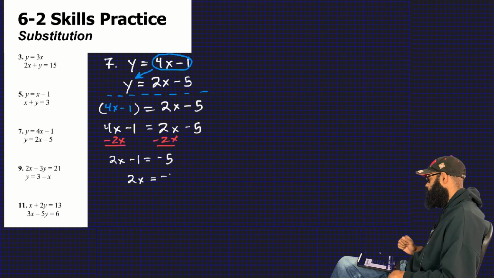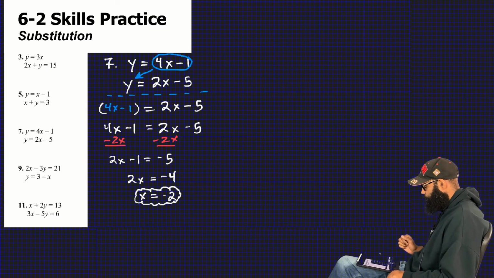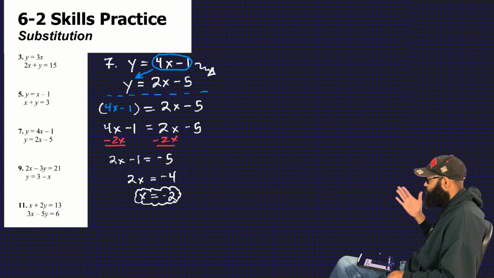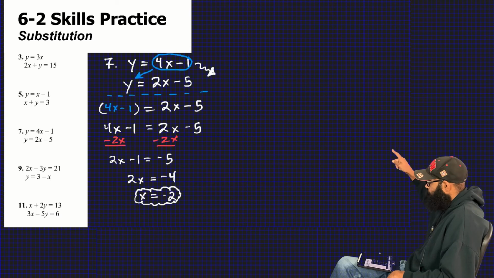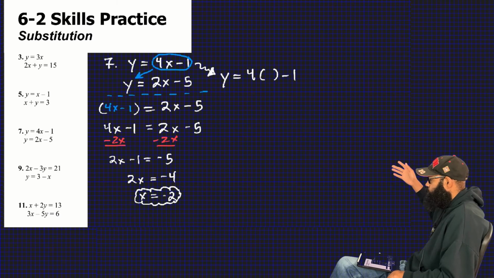So 2x minus 1 is equal to negative 5. Add 1 to both sides, I get 2x equal to negative 4. Therefore, what times a positive 2 gives me negative 4? You got it. And again, guys, that's why we love y equals. As you can see, I'm already showing. Go back to the original system, pick one equation, not both. You can do both, you better get the same answer. 4 times -2 minus 1.